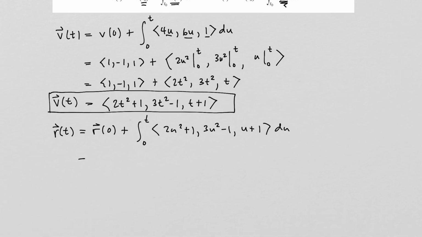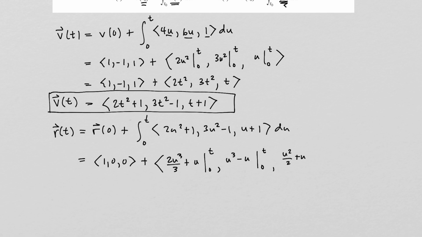Now we take the antiderivative, and let's remember that r of 0 was given to us. It is the point 1, 0, 0. Plus, and now we're just simply taking the antiderivative of each of these, which will be 2u cubed over 3 plus u from 0 to t. And then 3u cubed over 3, which is u cubed minus u from 0 to t. And finally, u squared over 2 plus u from 0 to t.